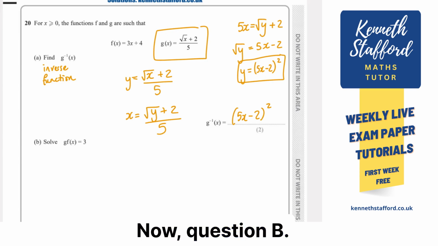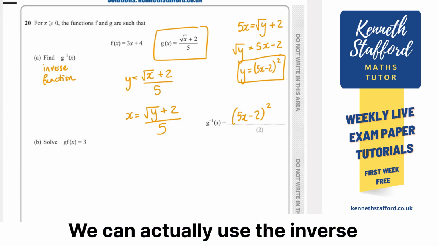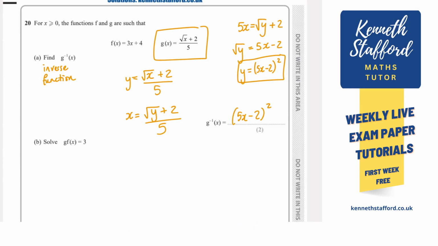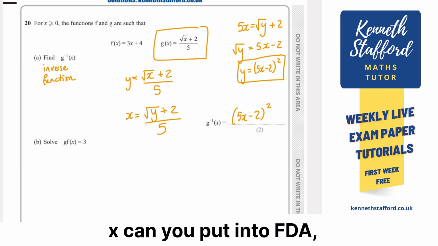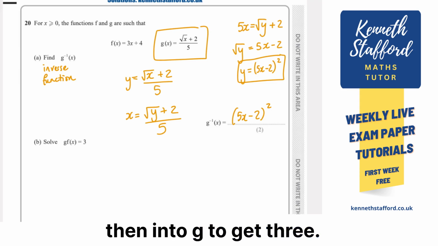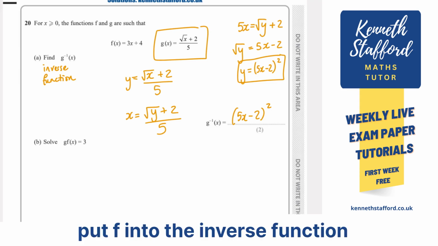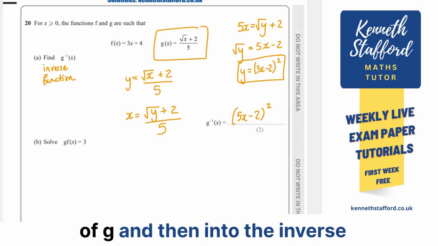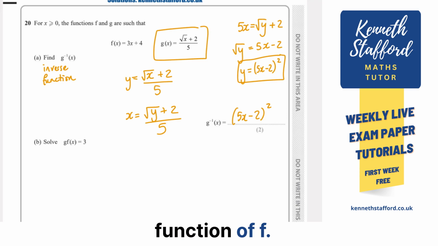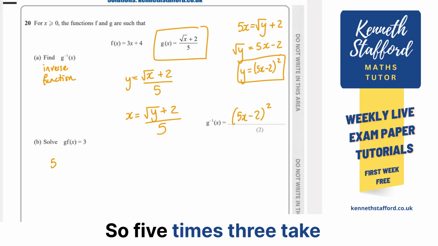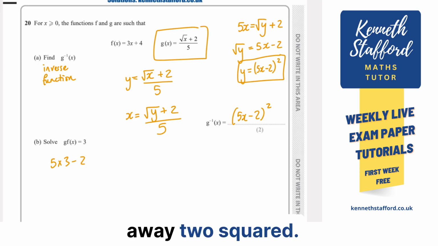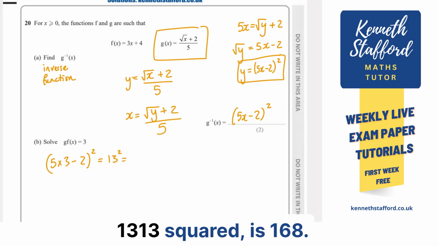Now question B, there's a few ways of doing this. We can actually use the inverse function we just got here, because what the question's asking us is what value of x can you put into f and then into g to get 3? So what you can actually do is put 3 into the inverse function of g and then into the inverse function of f. So we can put 3 in. So 5 times 3, take away 2, squared. So 15 take away 2 is 13.